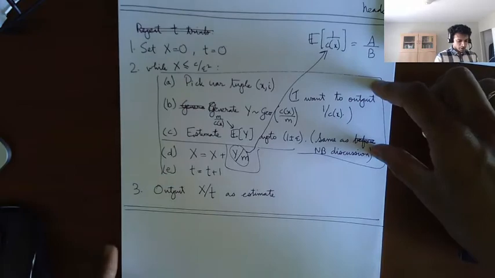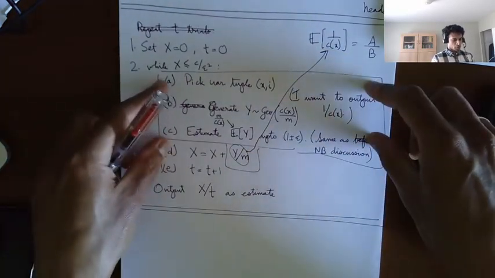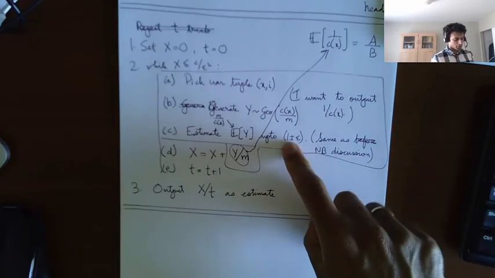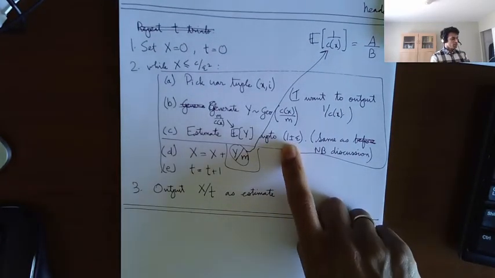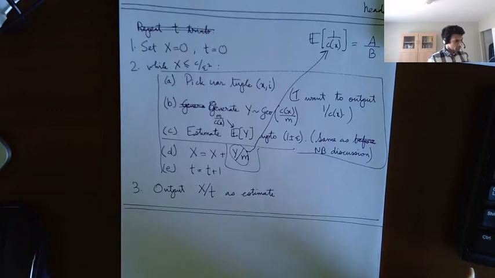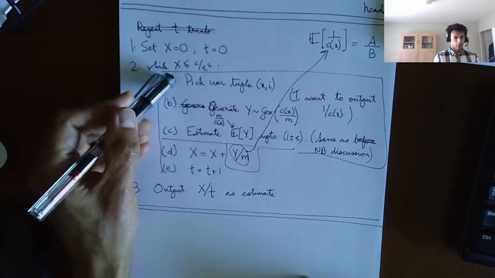This has an expectation of 1 over c of x. So this is some box that's just going to spit out 1 over c of x up to 1 plus minus epsilon. Let's ignore that 1 plus minus epsilon. Let's just assume that it's going to be accurate. Let's not worry about that for now. So I pick a uniform random tuple.